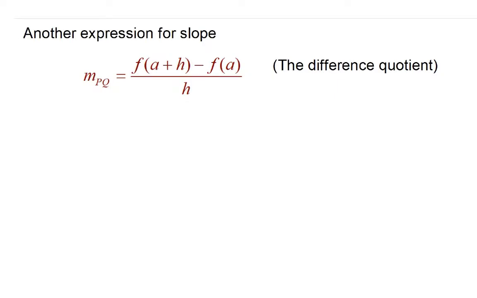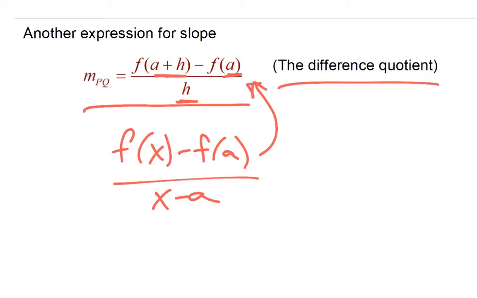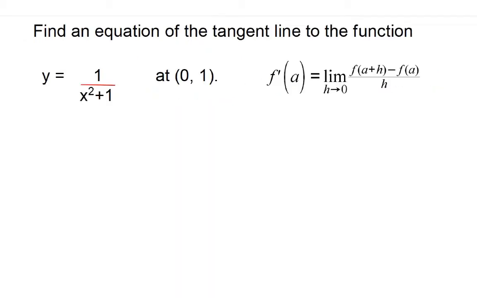So another way we can express the slope is this, and this should be familiar. This is the difference quotient that we've talked about. So it's f of a plus h minus f of a all over h. And we can do it that way. So we can do the f of x minus f of a all over x minus a, or we can use this. And we can express that this way.